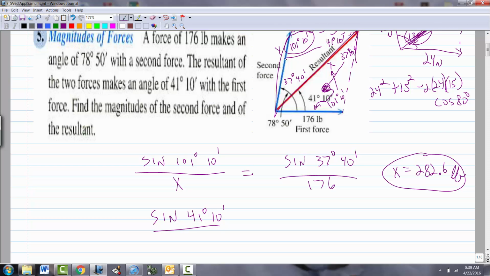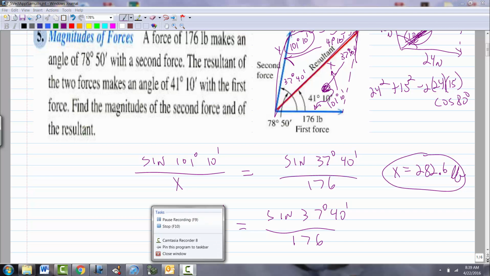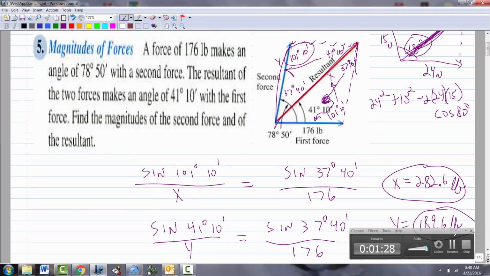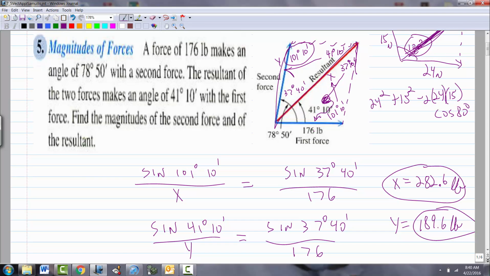Sine of 4110 opposite y, the second force. I'm going to stick with the original sine of, this one, sine 3740 over 176. Hate when that happens. This angle measure is smaller than this angle measure, so y should be a little bit bigger than 176. So it feels right to me.